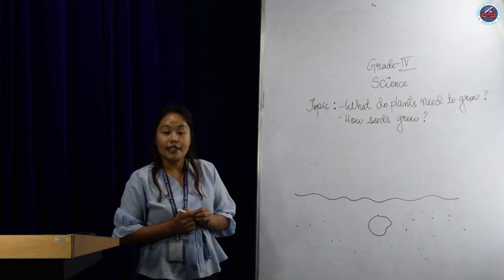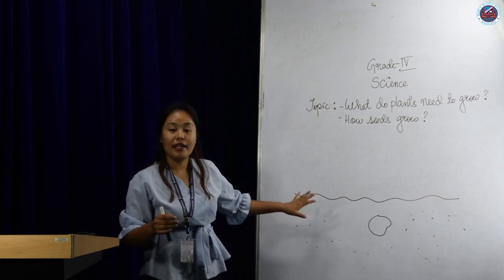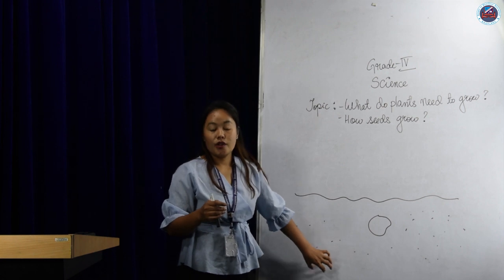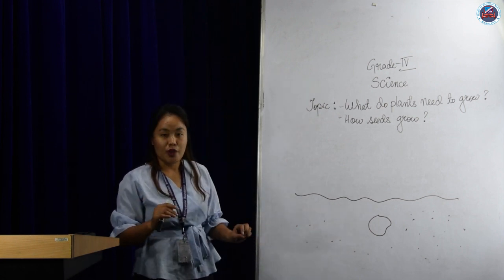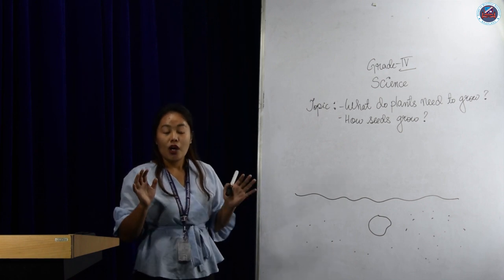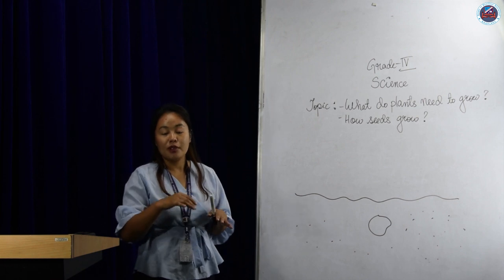When you plant a seed in a pot or in the ground, make sure you don't plant it so deep that it will be difficult for the plants to grow. 3 or 4 centimeters will do. And when you plant a seed, gently keep the soil on the top so that it will help the plants to grow.